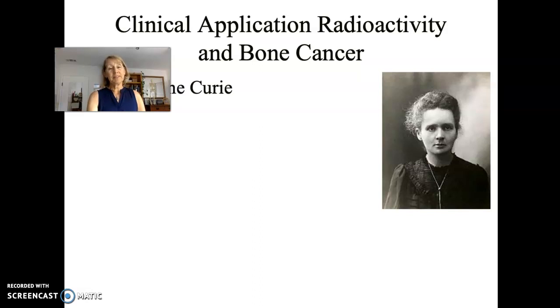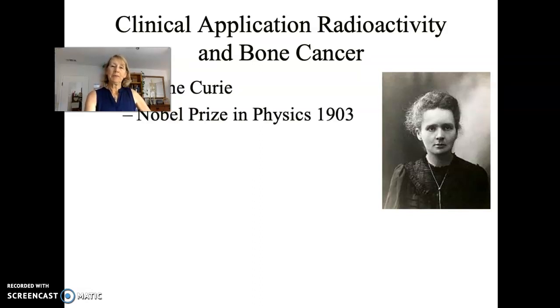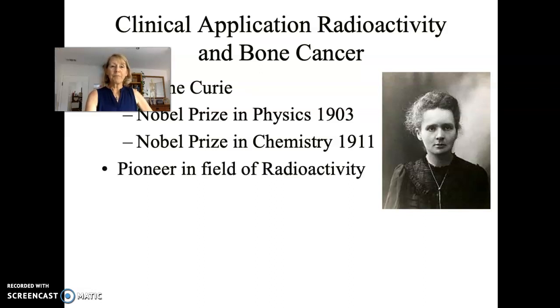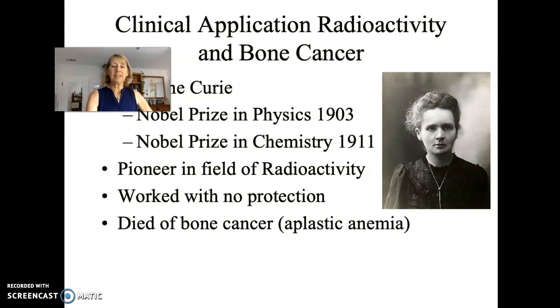And radioactivity in bone cancer. So this is a picture of Madame Curie, and she won the Nobel Prize in Physics very early in 1903. She was some amazing lady because she didn't just do that. She then went on to win the Nobel Prize in Chemistry in 1911. Unheard of. And so she was a pioneer in radioactivity, and it was kind of a sad story. She worked with absolutely no protection. She died of bone cancer.